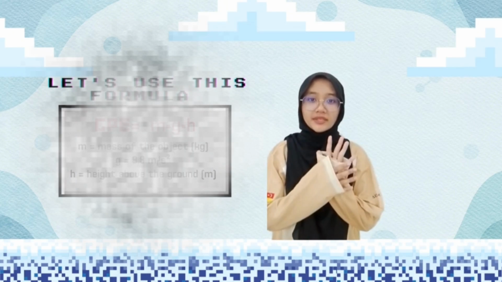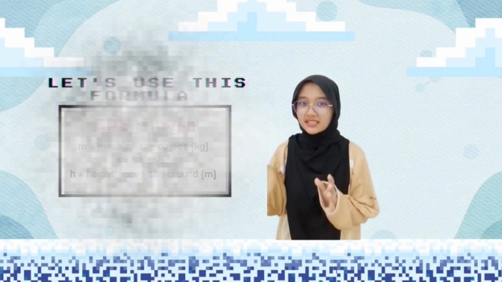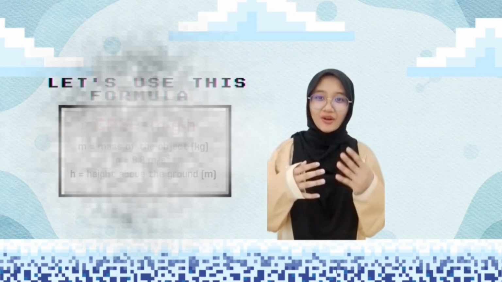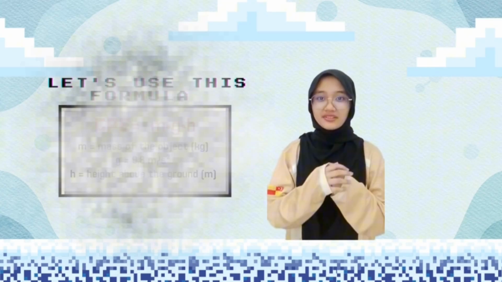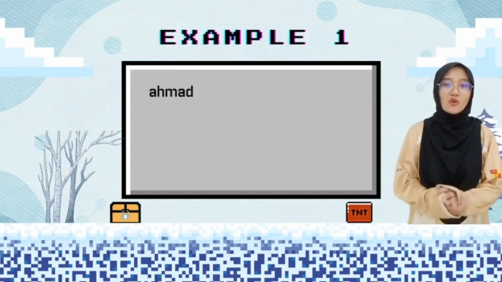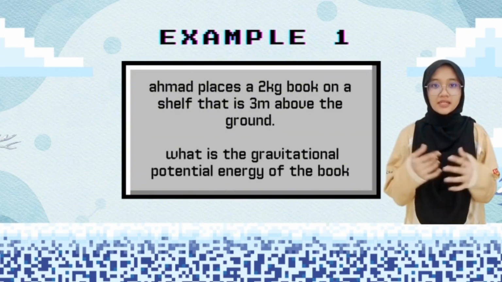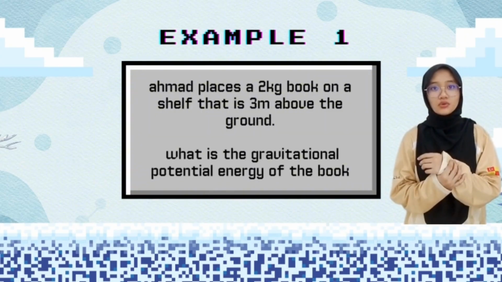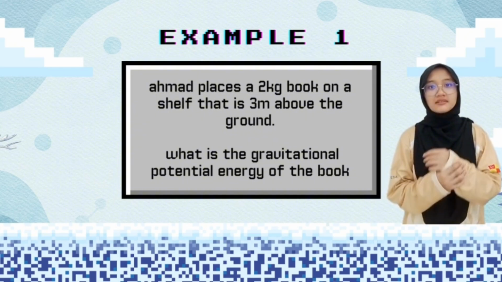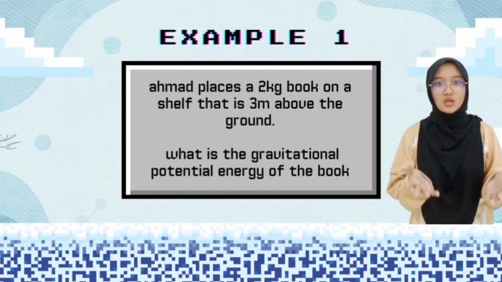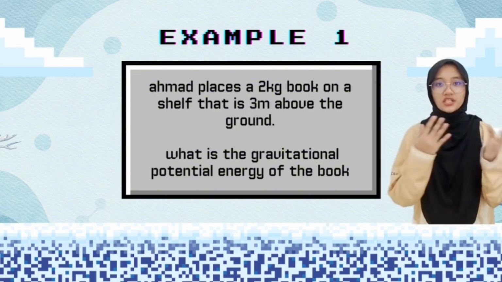Okay, now let's stop here for a moment. Instead of just looking at the formula I give, let's see how it actually works using an example. Now let's look at our first example. Ahmad placed a 2 kilogram book on a shelf that is 3 meters above the ground. The question is, what is the gravitational potential energy of the book?